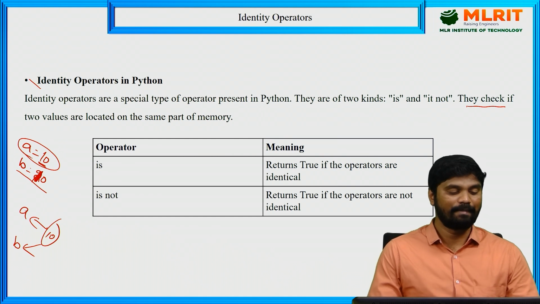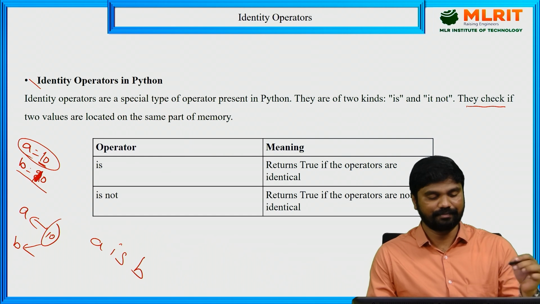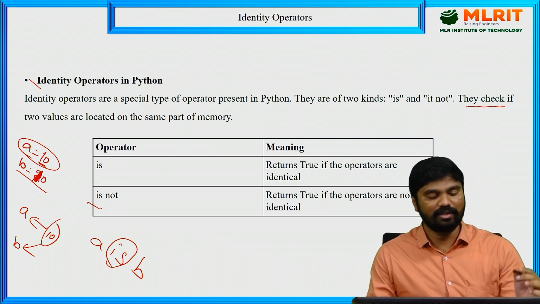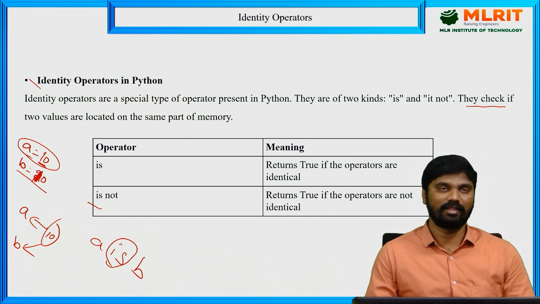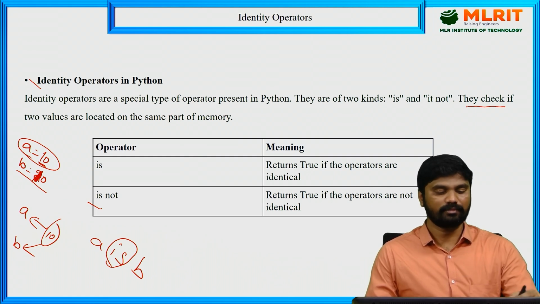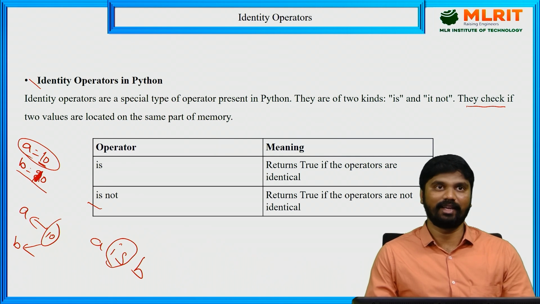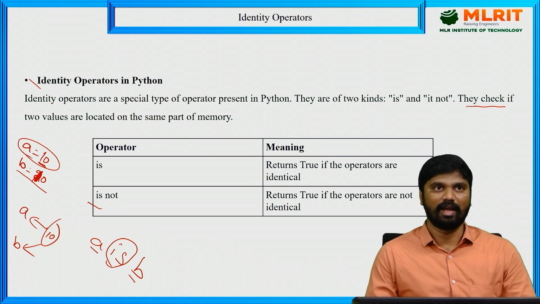Now see, A is 10 and B is 10. Now, A is B. Why? Because is is an identity operator, and another operator is is not. Is is one operator and is not is another operator. These are the two types of identity operators in Python. Now, what is the operation of the is operator? It returns true if the operands are identical. For object A and object B, do A and B have the same object value or not?